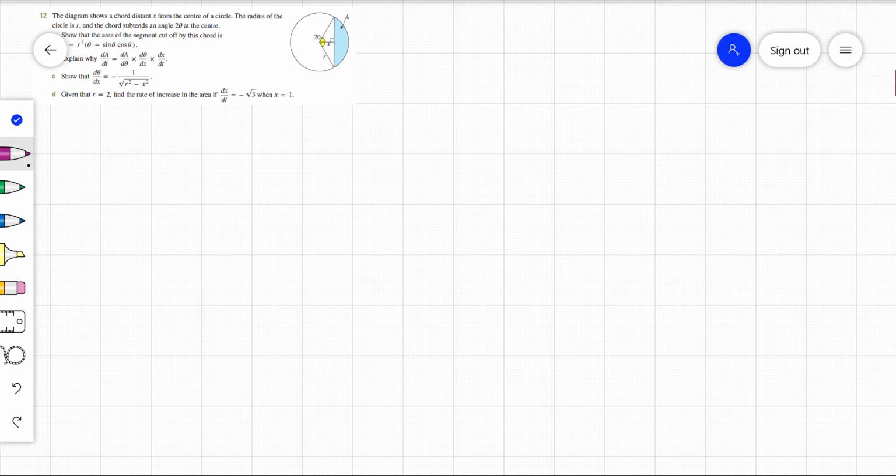Alright, so here we've got to first show the area of the segment. Let's look at the area of the segment, coloured in blue. We know that that area is equal to the area of the sector minus the area of the triangle.